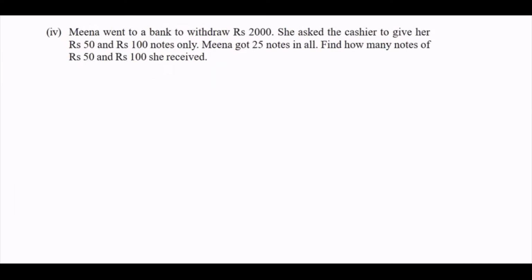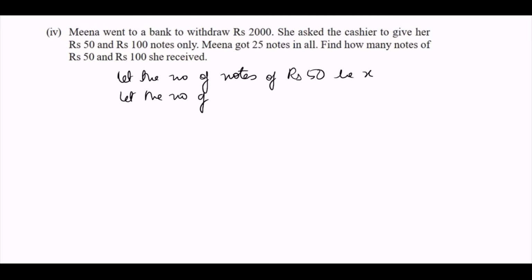The fourth question is, Meena went to a bank to withdraw rupees 2000. She asked the cashier to give her rupees 50 and rupees 100 notes only. Meena got 25 notes in all. Find how many notes of rupees 50 and rupees 100 she received. Let the number of notes of rupees 50 be x and let the number of notes of rupees 100 be y.